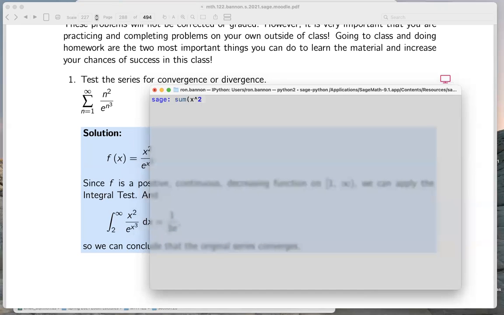I'm experimenting, and what do you get? E raised to the power. That would be x cubed then, right? Again, I'm using x instead of the letter n, and then I can say n. And where does n start? At 1, and it goes off to infinity. And oo in Sage looks like an infinity. Let's see what happens.